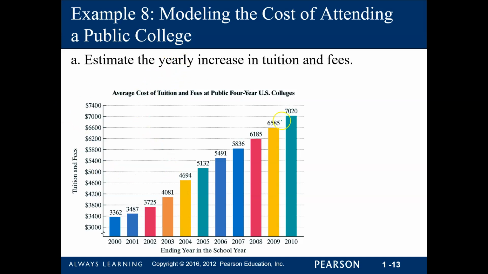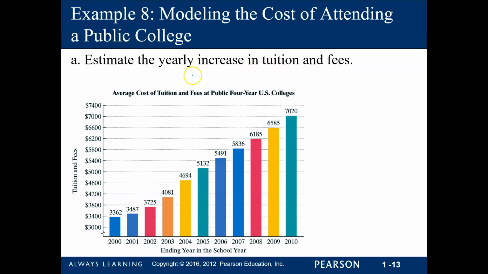So you can see here on our bar graph that this is a representation of the average cost of tuition fees at a public four-year U.S. college. So in the year 2000, around $3,362 is the average tuition fee. Now you can see that every year, that tuition fee gets to increase, right? So by the year 2010, it is pretty much double the original tuition fee from the year 2000. So first question is: estimate the yearly increase in tuition fees.